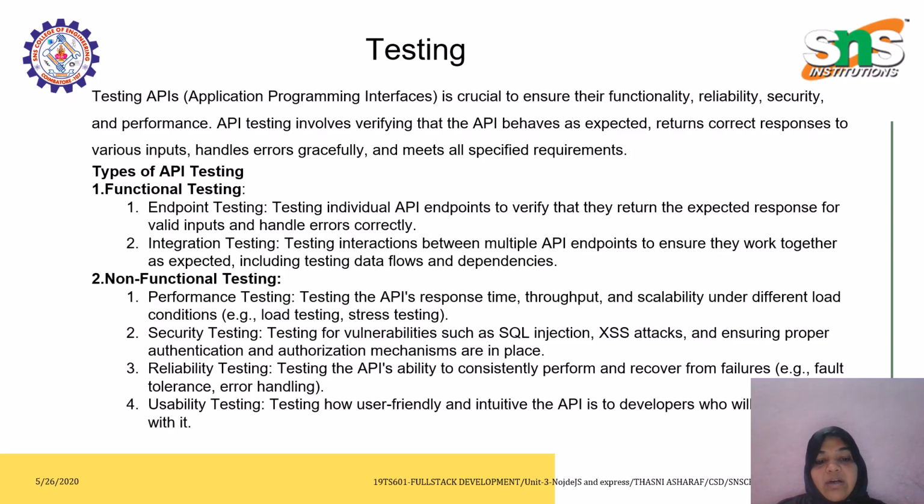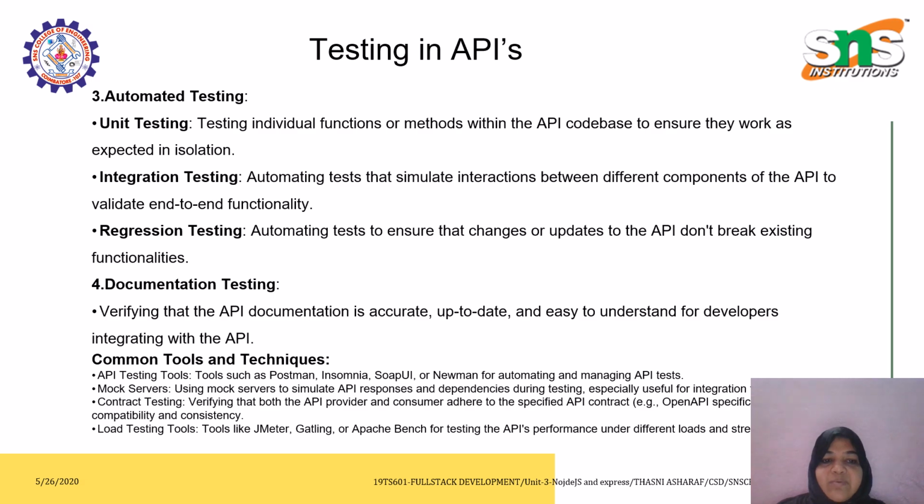Performance testing will test the API's response time, throughput, and scalability under different load conditions. Security testing checks vulnerabilities such as SQL injection and XSS attacks, ensuring proper authentication and authorization mechanisms. And usability testing checks how user-friendly and intuitive the API is to developers who will develop with it. Testing in APIs also includes automated testing, which involves unit testing, integration, regression, and documentation testing.